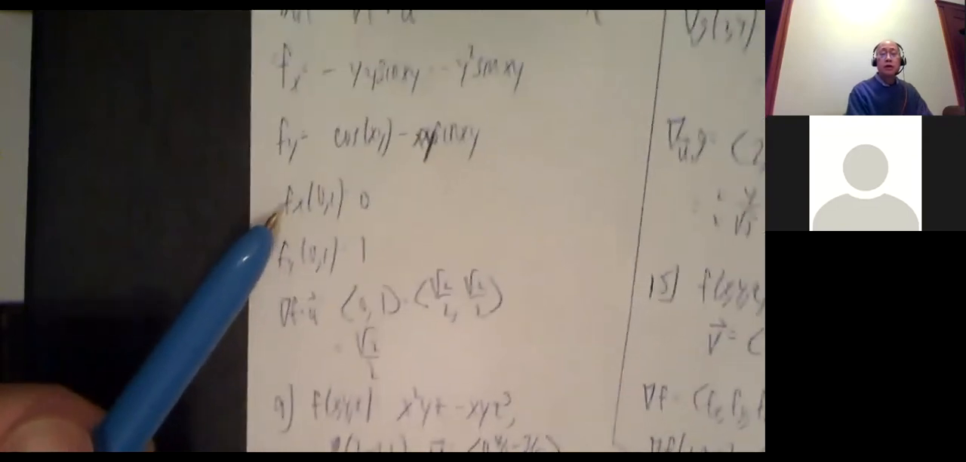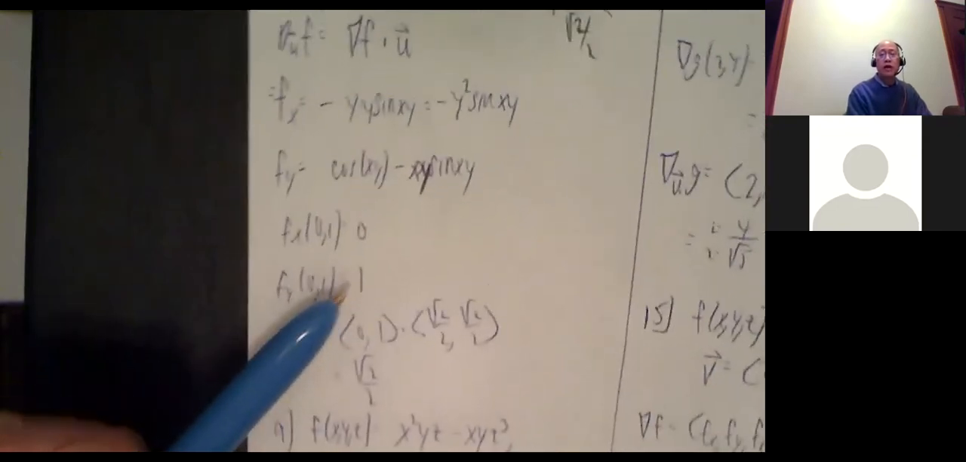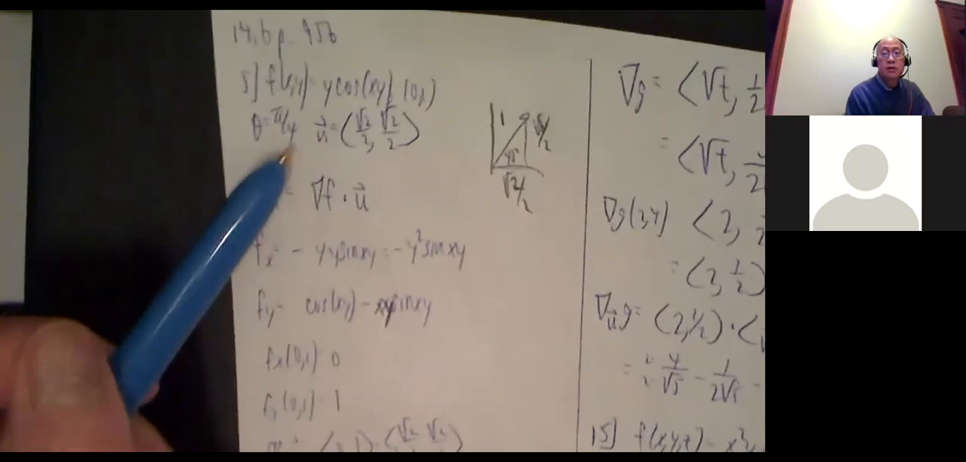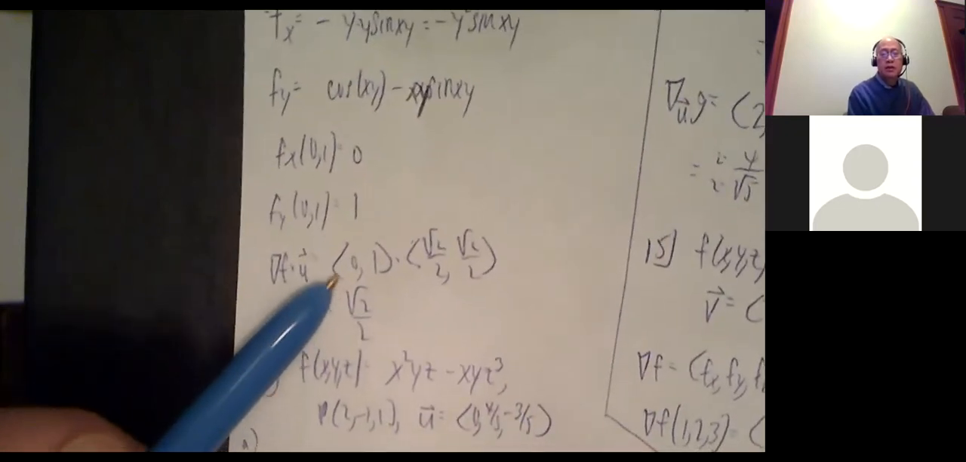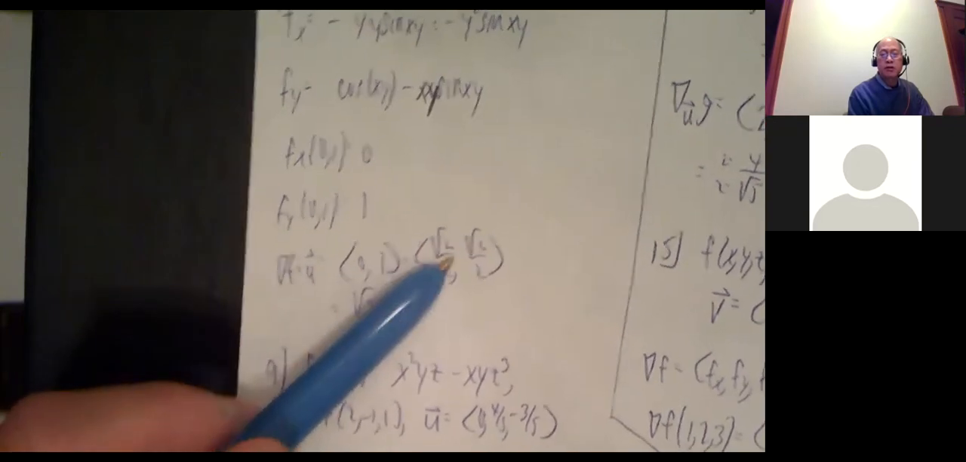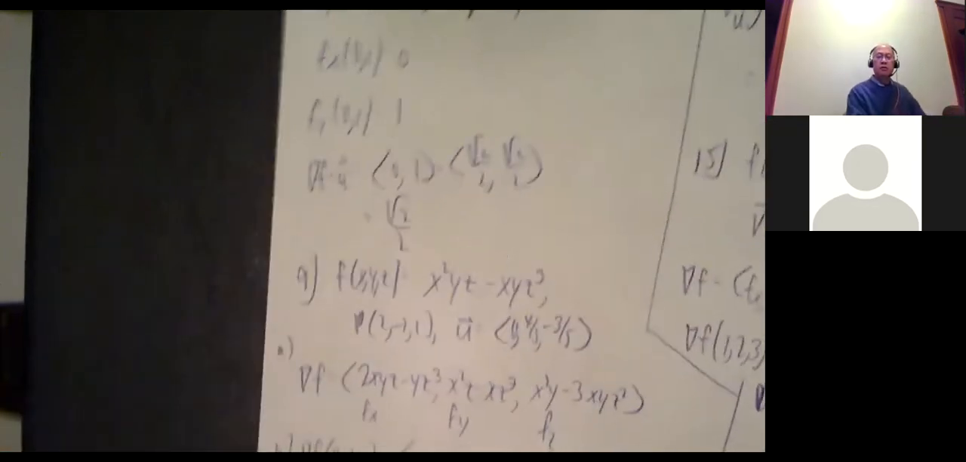Okay, so the gradient vector came out to be 0, 1 at the point 0, 1. So in general, this was fx and fy, but I plugged in the 0 and the 1. Fortunately, they came out very nice. And so I have the vector 0, 1 dot radical 2 over 2, radical 2 over 2, comes out to be radical 2 over 2.